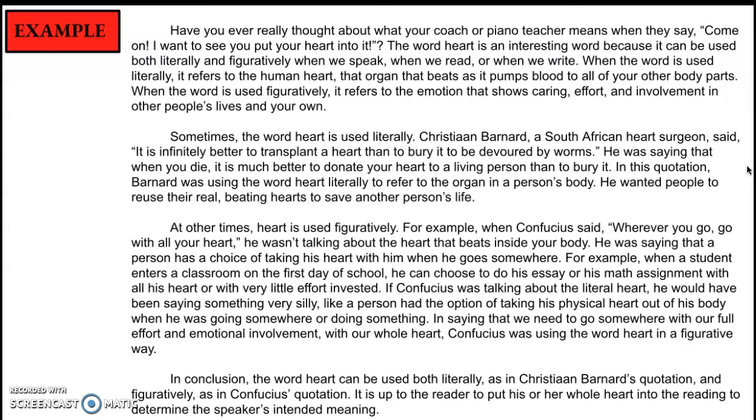In conclusion, the word heart can be used both literally, as in Christian Barnard's quotation, and figuratively, as in Confucius's quotation. It is up to the reader to put his or her whole heart into reading to determine the speaker's intended meaning.